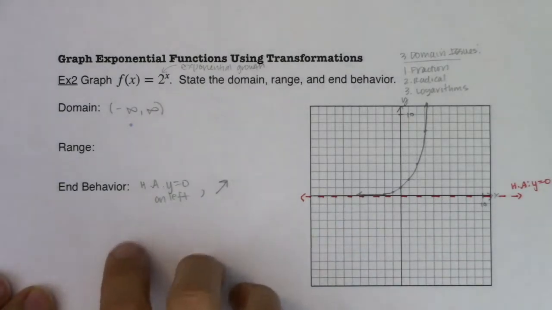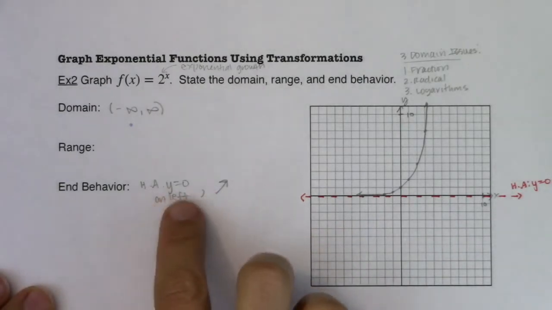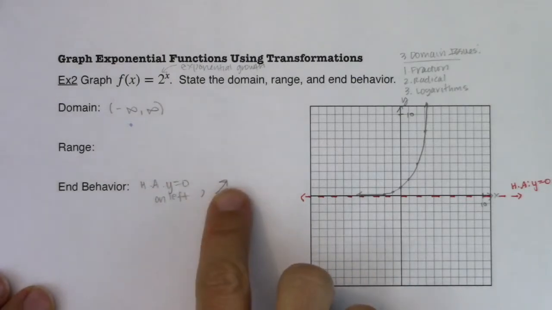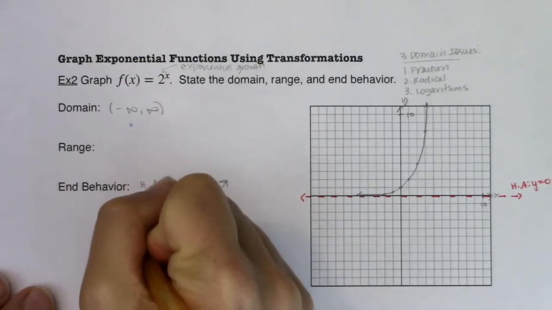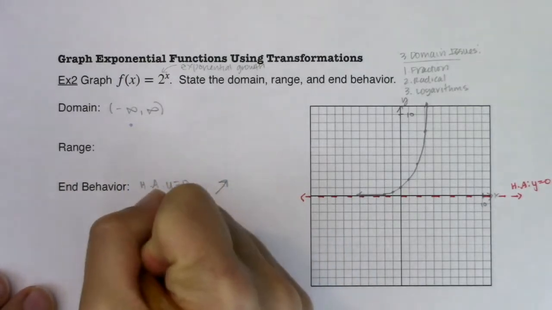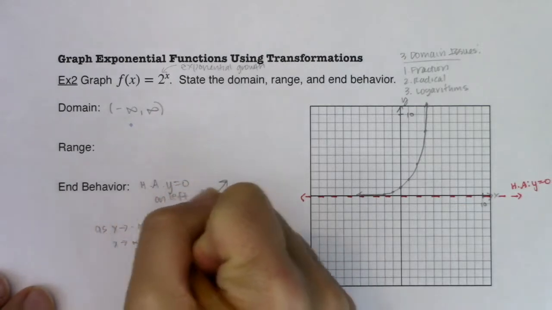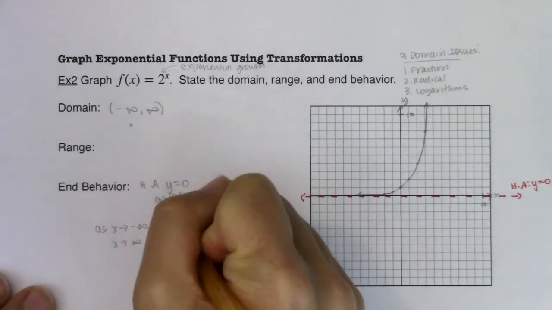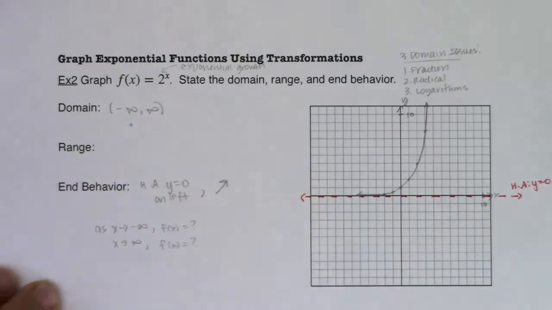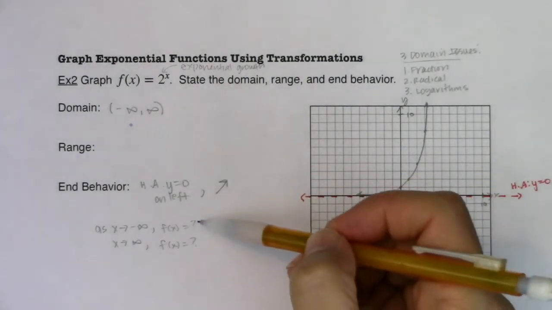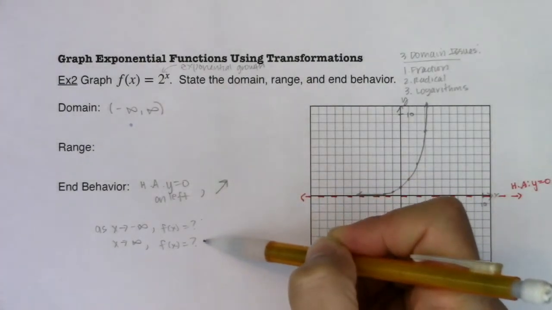Now I do want to just have a quick chat about this end behavior. Why do we get 0 on the left and infinity on the right? So let's look at our function. For end behavior, we always talk about as x heads to negative infinity, what are our y values doing? And as x heads to positive infinity, what are our y values doing? So I'm going to put question marks right here. And I just want to give you, again, some gut feelings behind this. Why am I getting 0 here and infinity here?